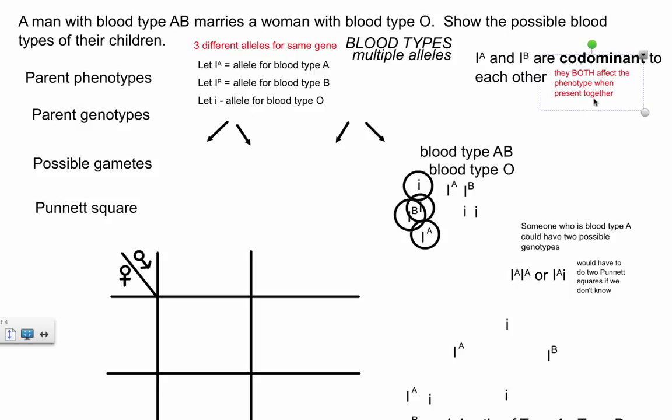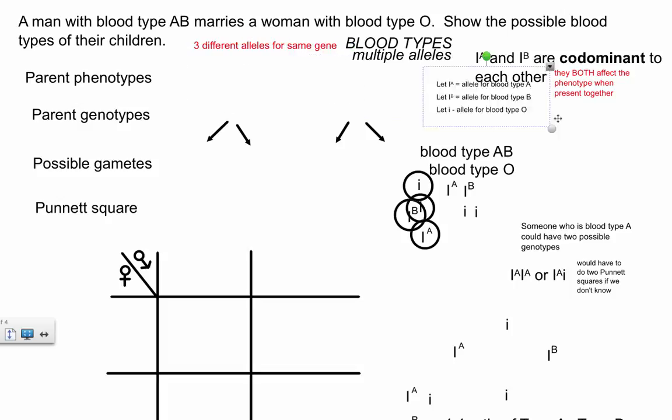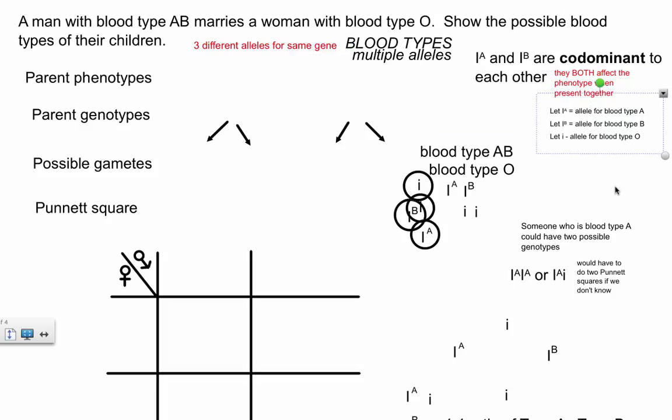The same way that we've tried every question up until now, we need to establish what these letters are and what they mean. IA is the allele for blood type A, IB is the allele for blood type B, and little i is the allele for blood type O. So now let's approach this question. A man with blood type AB marries a woman with blood type O. Show the possible blood types of their children.